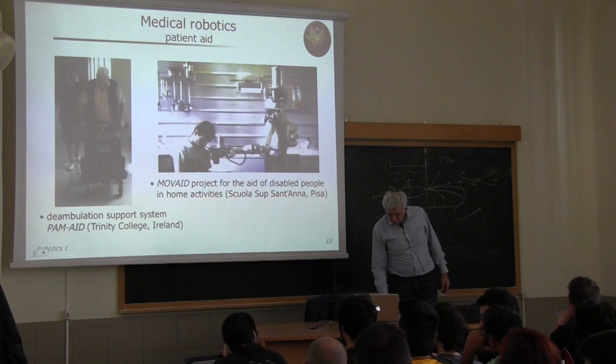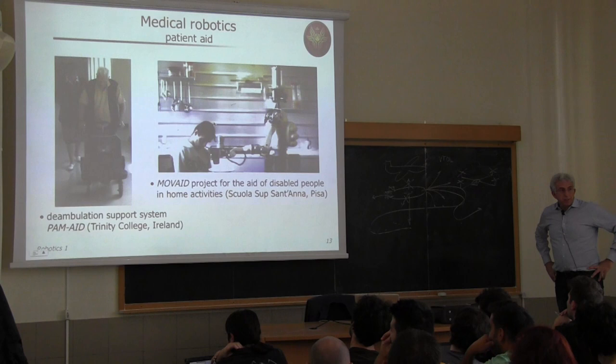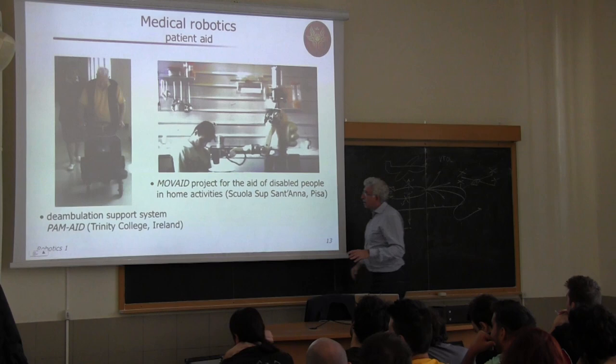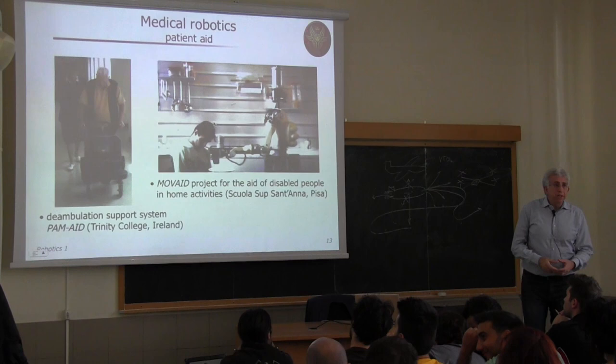Okay, let's move to this other very important area of medical robotics. So first thing, this is aiding patients. This is one story. For instance, here you have an old person that can walk but needs some help, like a sustaining device. There are, in Germany, they call them rollator. There may be also here in Italy.